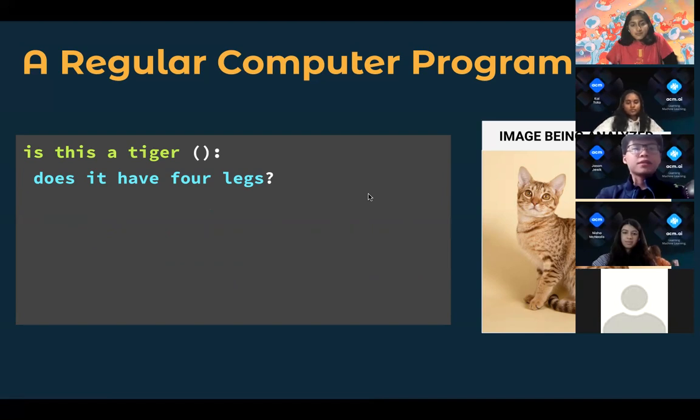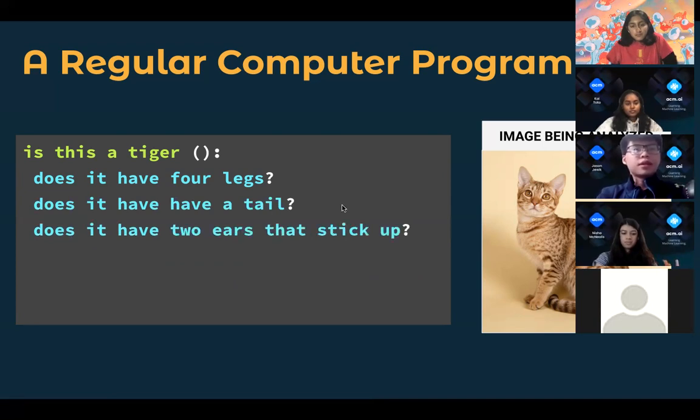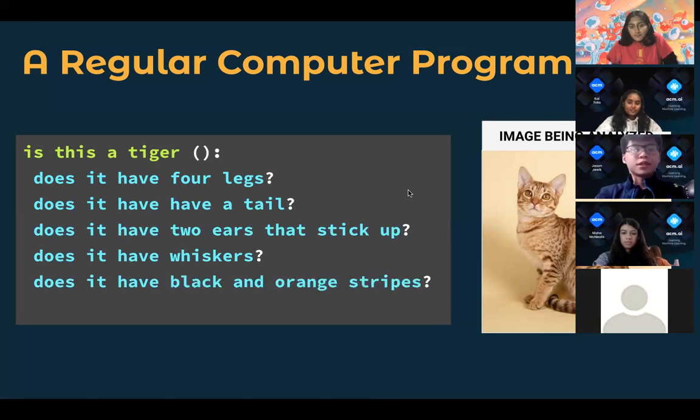Does it have 4 legs? Yep, it has 4 legs. Does it have a tail? Sure does. Does it have 2 ears that stick up? Even more so than the tiger, I would say. I would say that this cat's ears are really standing up. Does it have whiskers? Certainly it does.